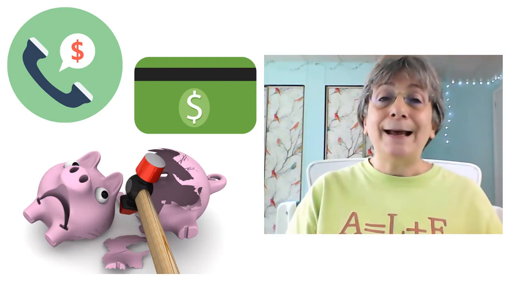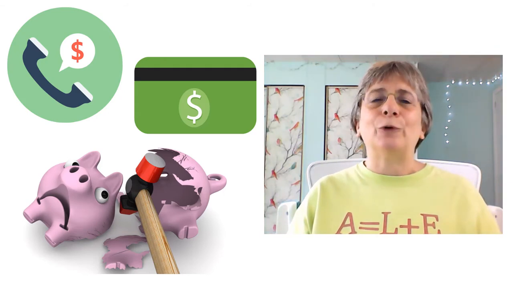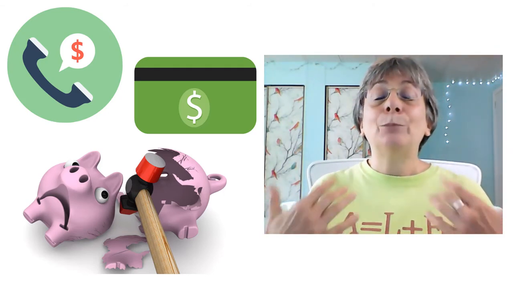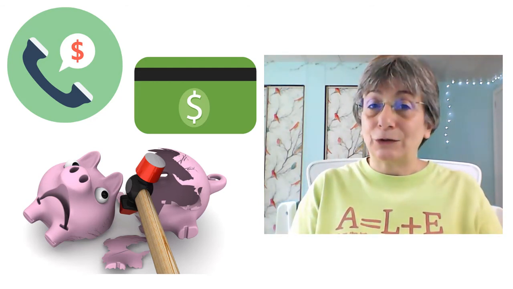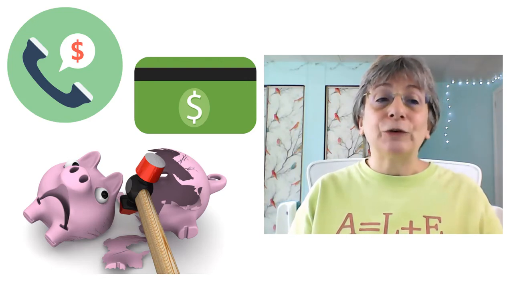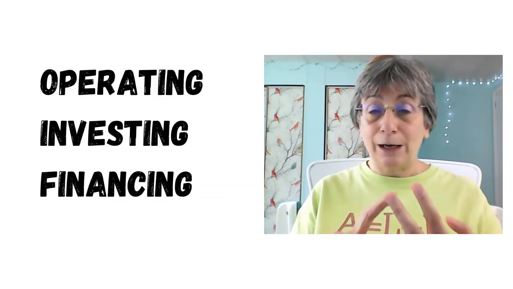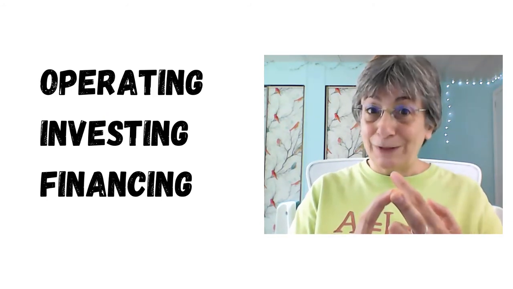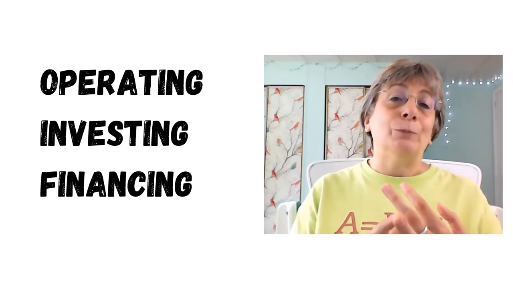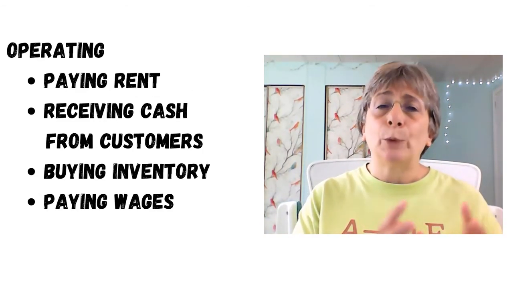Or you take on debt in order to cover your current expenses. You run up your credit card debt, for example. Or the owner breaks into their piggy bank and puts more money into the business. So those three examples right there are exactly the three categories that we're talking about. We're talking about operating, our customers paying us. We're talking about financing, running up some debt, or we're talking about investing where the owner is putting more money into the business.